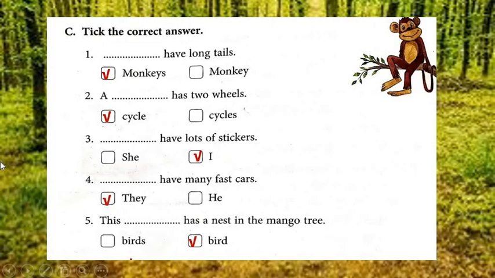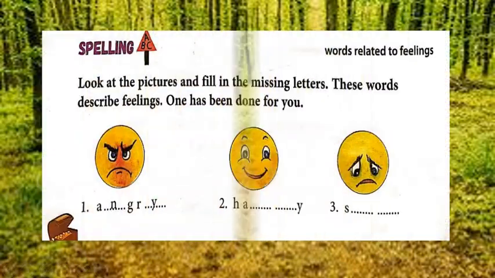Okay, children? Yes. Now see, spelling. Okay, see, words related to feelings. Now see, there are emojis given here. Look at the pictures and fill in the missing letters. See, we have to fill missing letters. These words describe feelings. What has been done for you?